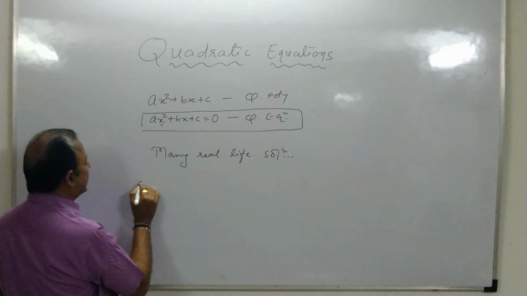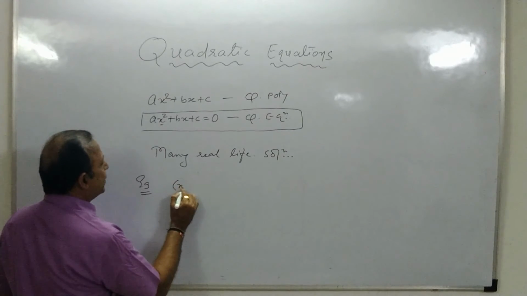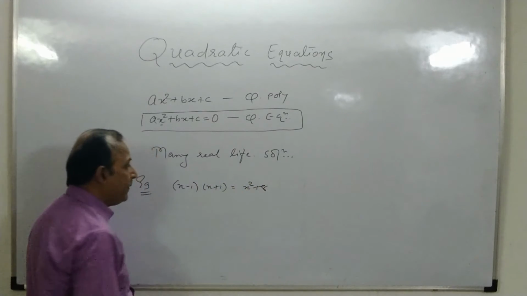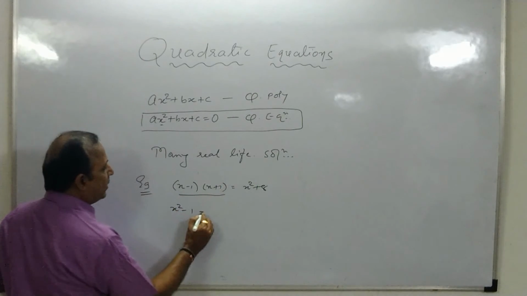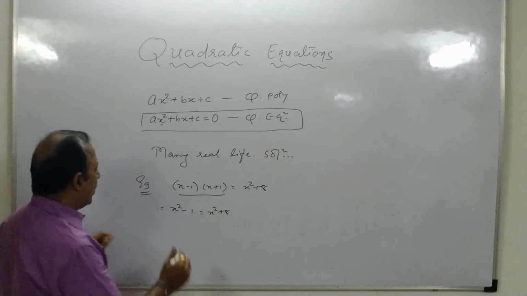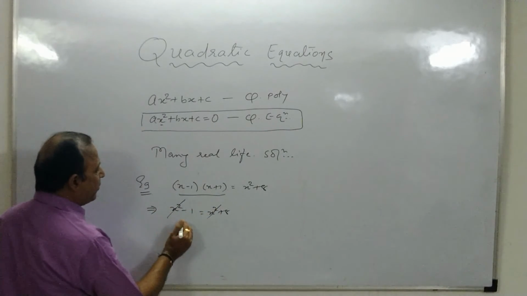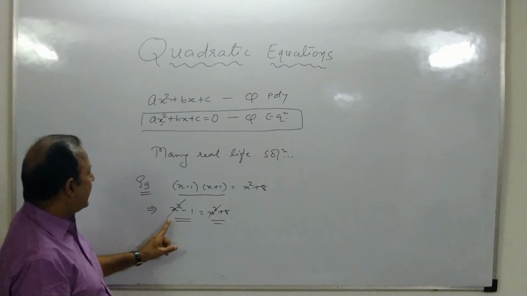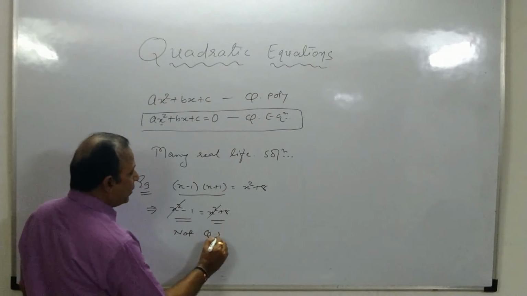Now if we have to check, for example, I am giving you one example to check whether it is a quadratic equation or not. I have x minus 1 and x plus 1 on one side, and I have x square plus 8 on the other side. If I solve the left hand side by factorizing, I will get x square minus 1 equals x square plus 8. Now I have to verify whether this is a quadratic equation or not. The x square will cancel, and in this equation we will not have the variable x with degree 2. So this is not a quadratic equation.